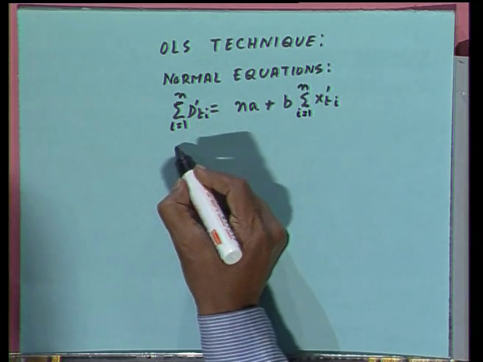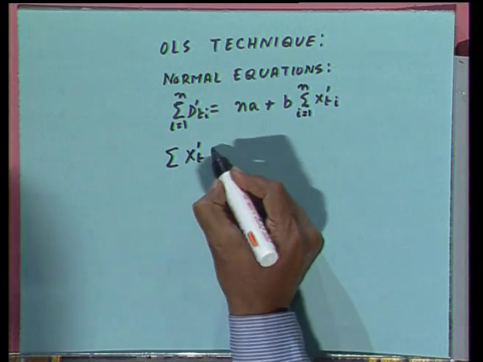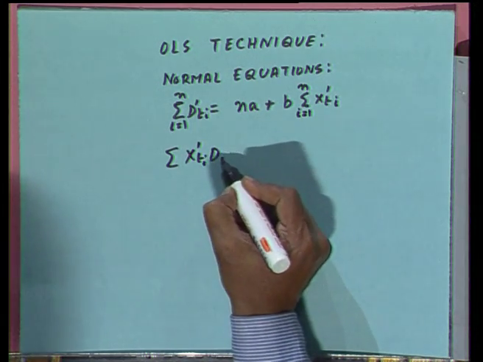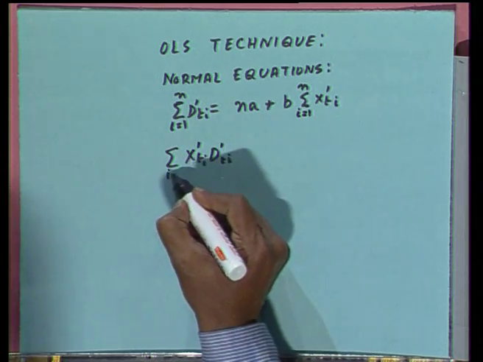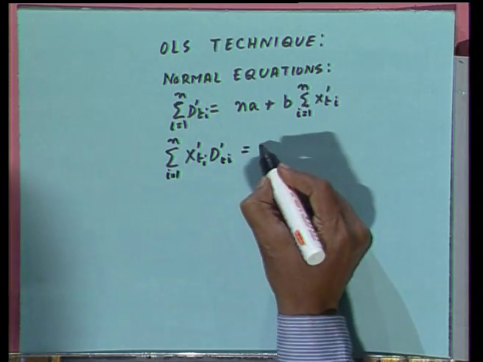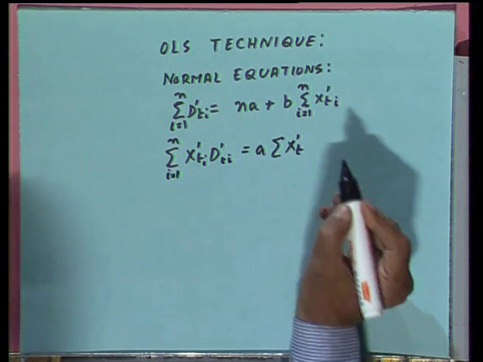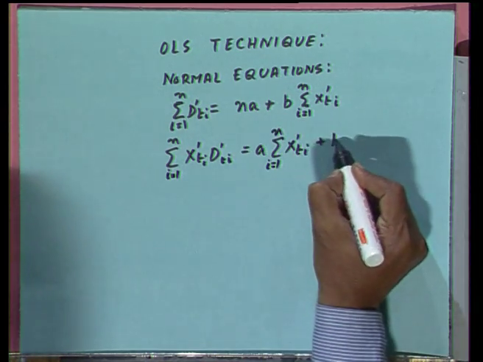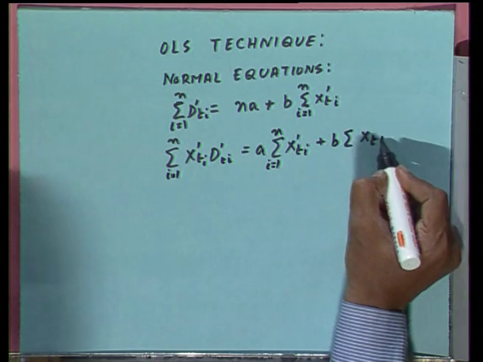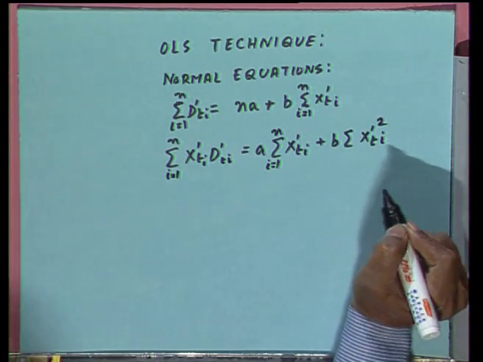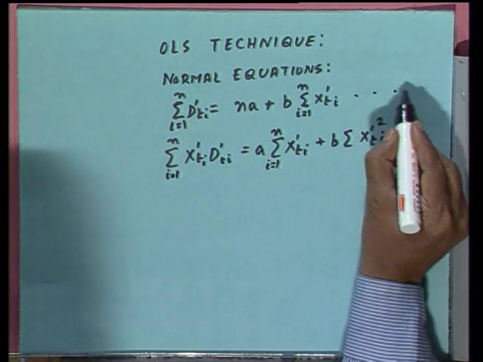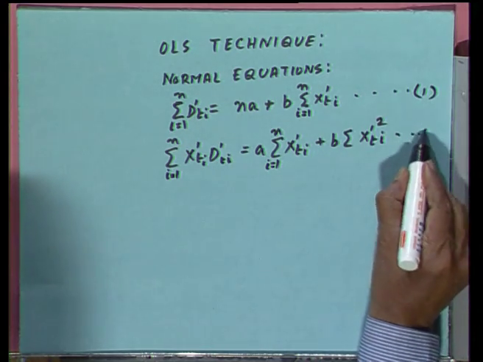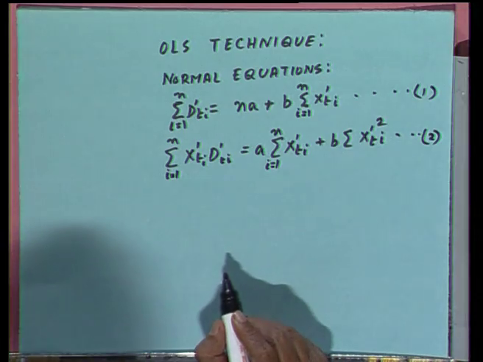The second normal equation is again sigma XT prime DT prime, i going from 1 to n, is equal to a sigma XT prime, i going from 1 to n, plus b sigma XT i prime square. So, these are the two normal equations. I call them equation 1 and equation 2, which will enable the estimation of a and b. We have to solve these two simultaneous equations and estimate the values of a and b.